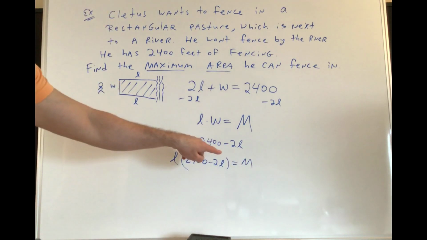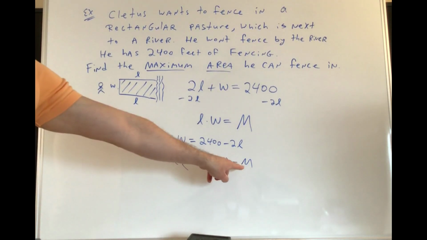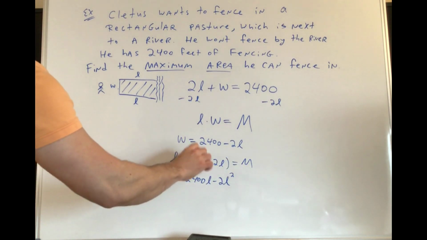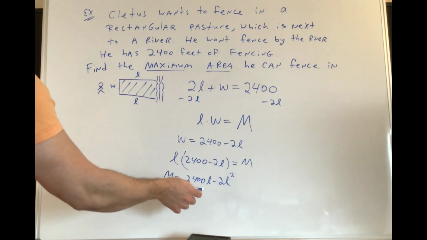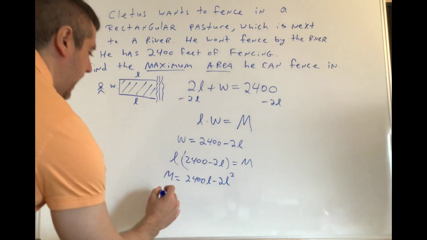I'm going to multiply it out. Then I'm going to take the derivative. I'm also going to move the M to this side because it annoys me that it's on the wrong side. I could have solved that in the beginning by just having the M over there. Whatever. Doesn't matter. So, poof. The M has moved to that side. I distribute the L and get 2,400L minus 2L squared. Now I'm ready to take M prime.